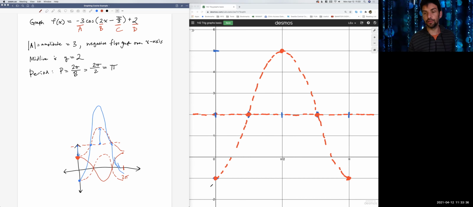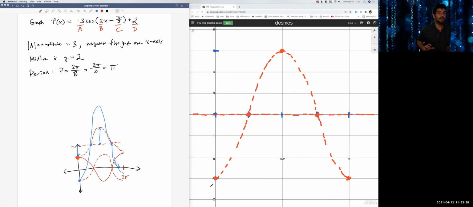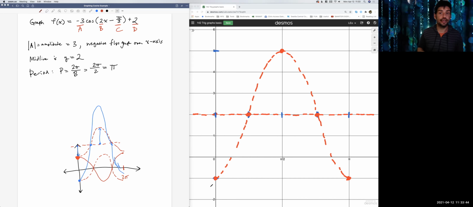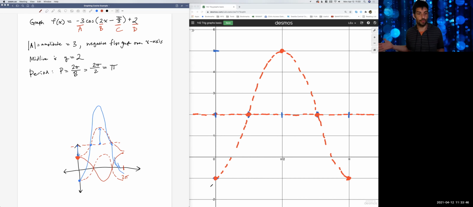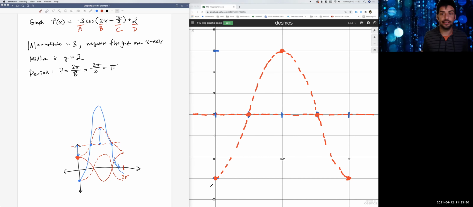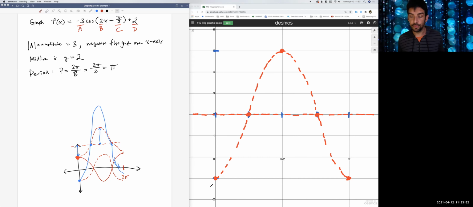Let's just put in a couple of points. One thing that's nice to do, and this is a good moment maybe to explain why we would even graph these by hand. Obviously, we have computers, we have calculators, we have phones, and we can graph easily on our own.